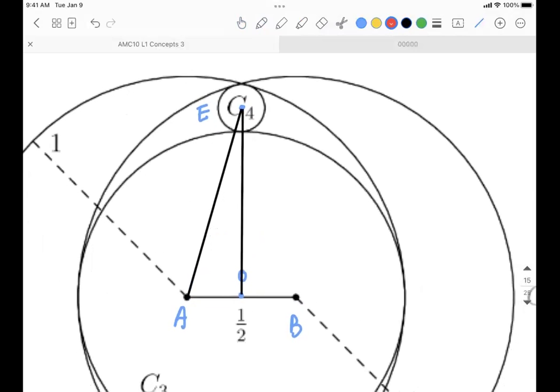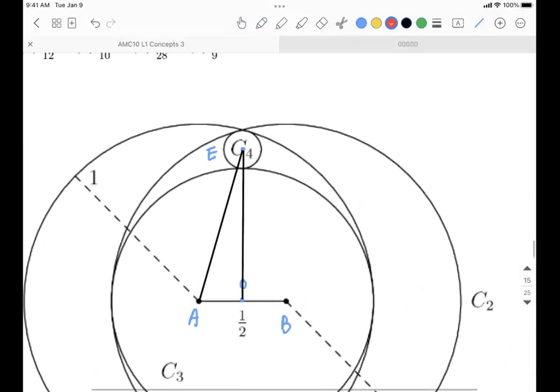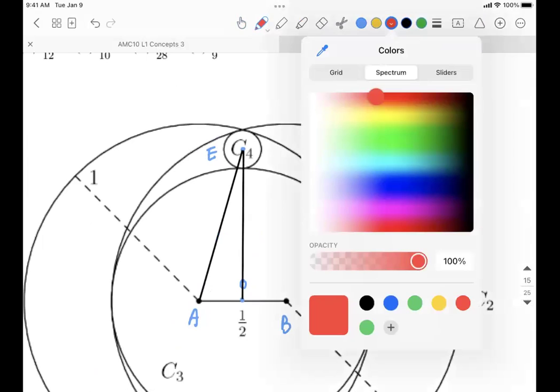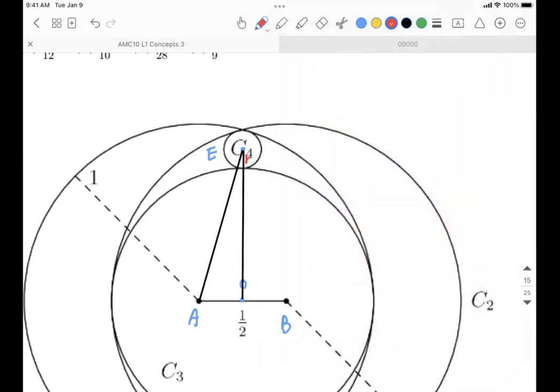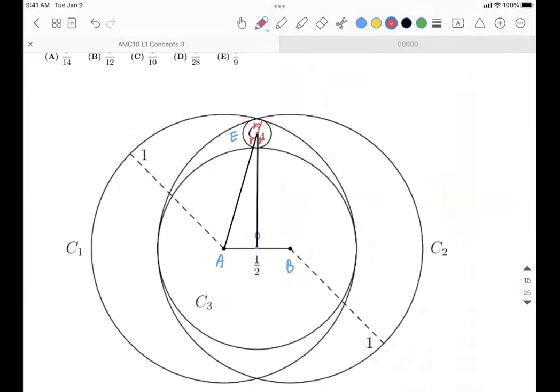In that part, I'm going to try to extend it a little bit. Use the color red. This is R. This is R. I'm going to extend it a little bit. This is also R. That's everything that we need to know. I want to figure out the value for R, so I most likely want to find an equation of R, and then solve for R.